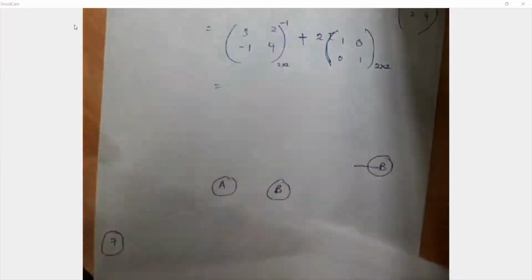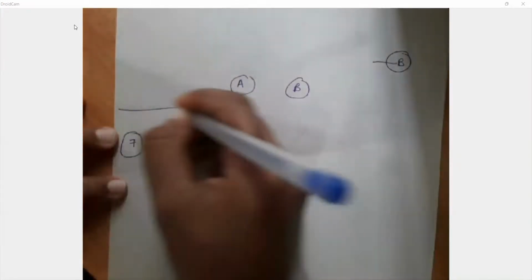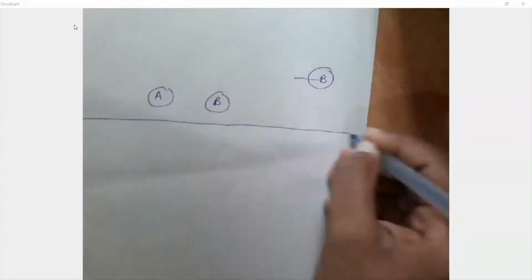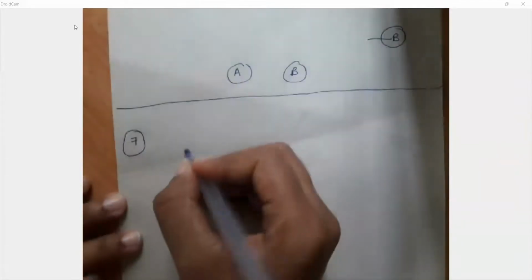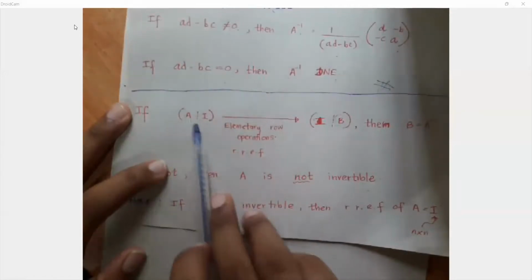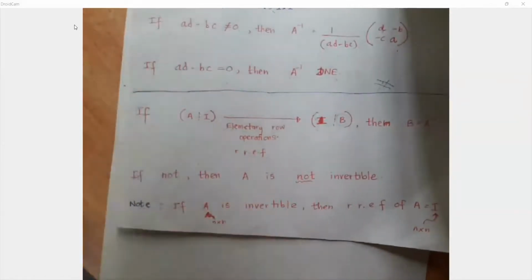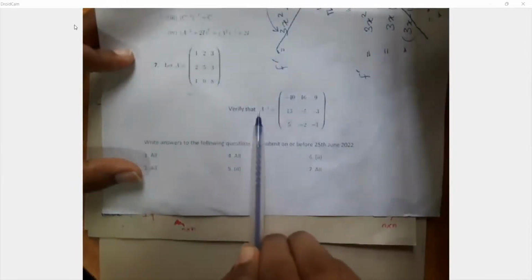Now take the question, 7A. First, what we have to do? We have to take this side. They have given the question like this. Verify that A inverse equals this. Now we have to check whether A inverse is this or not.